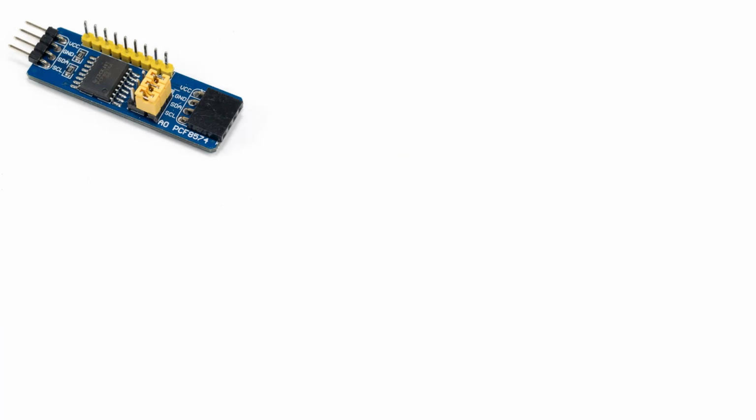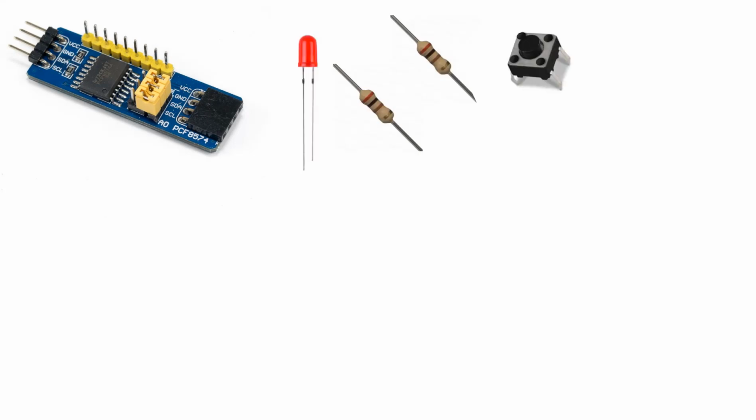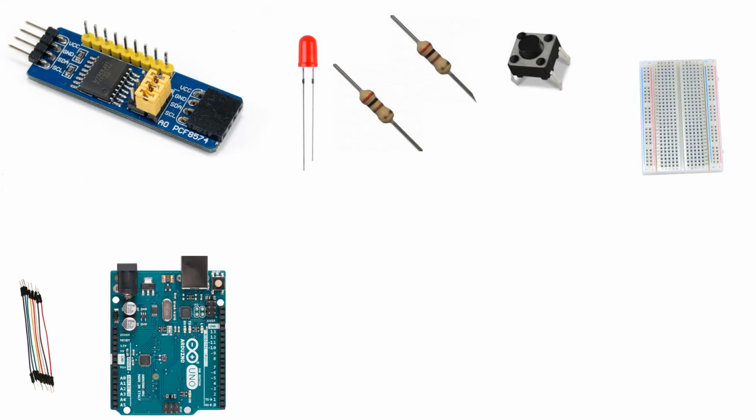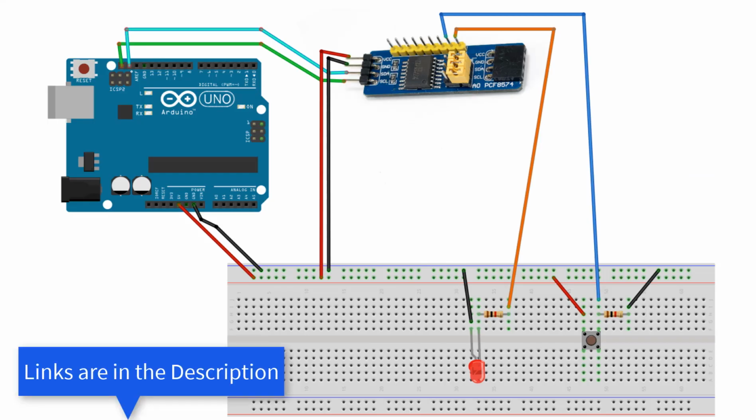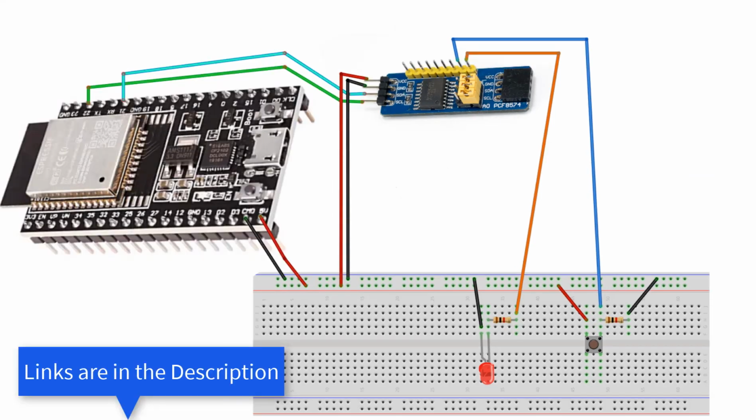For this project you will need a PCF8574 module. Optional to test it, 2 1-kilo-ohm resistors, 1 LED and 1 button, breadboard, some jumper wires, Arduino board or ESP32 development board and Visuino program. Wire everything according to this schematic.